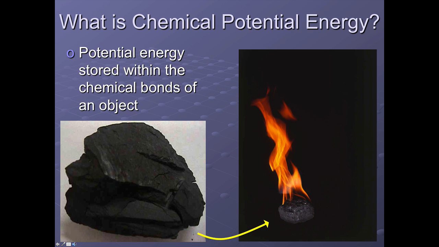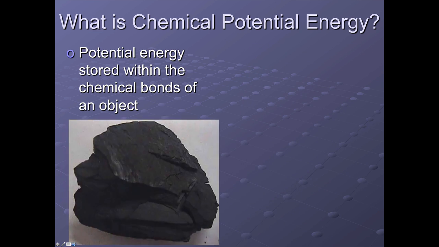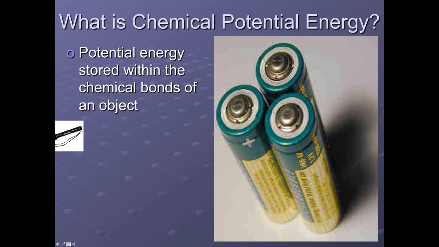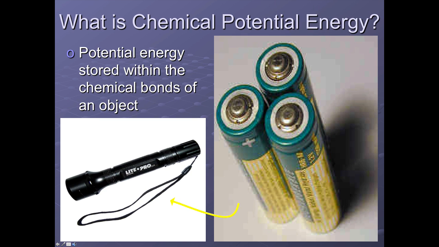Chemical potential energy is energy stored within the chemical bonds of an object. Batteries are an obvious one. The chemical reaction that takes place within the battery can cause energy, and we can see that in a flashlight.